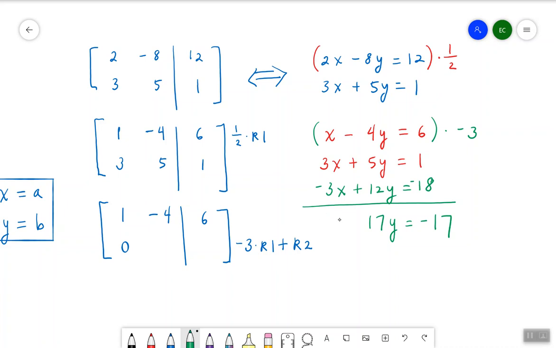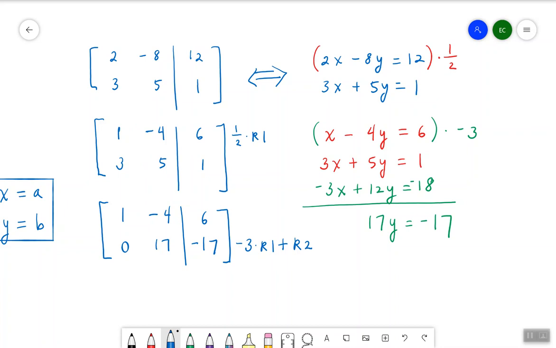x canceled, so what's the coefficient on x here? It's 0, so that's this 0 right here. And then the coefficient on y is 17, and the constant on the other side is -17. And so let's go through that one more time. Now we did it with the equations. Now let's look at it with the matrix.